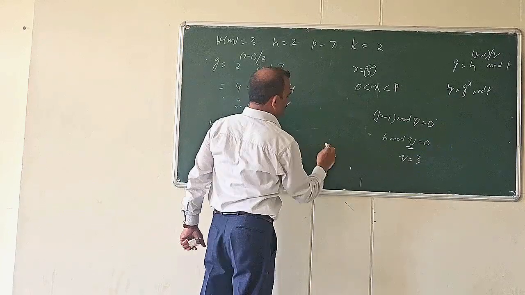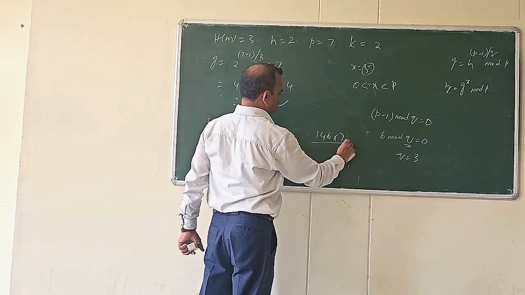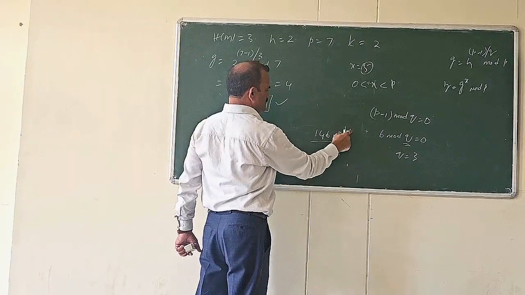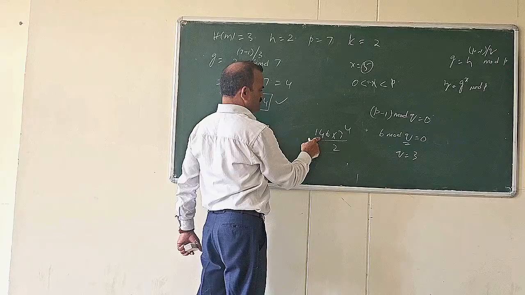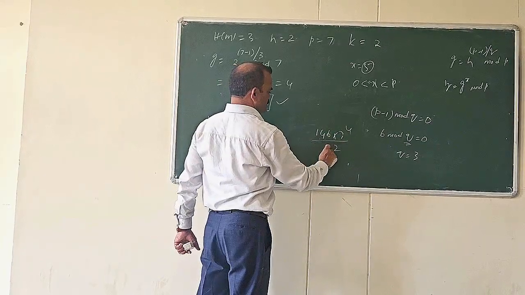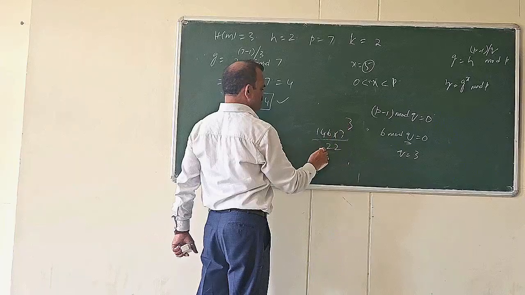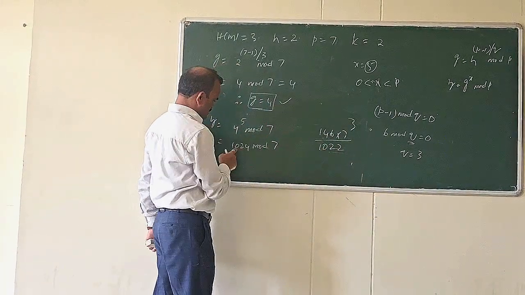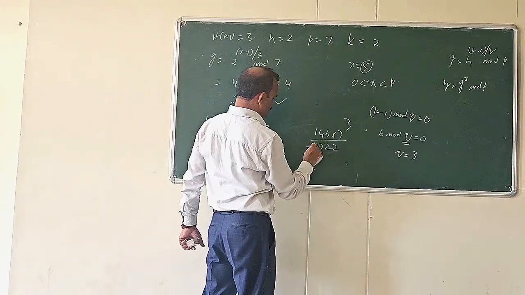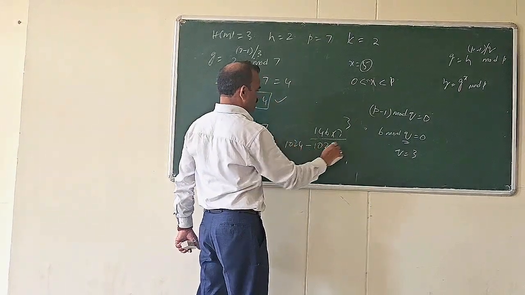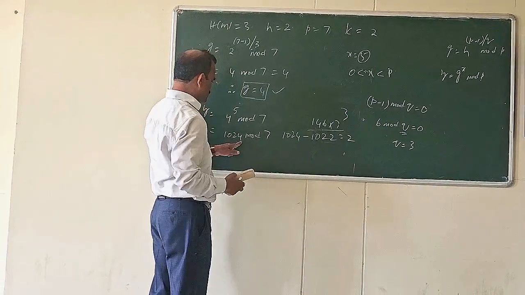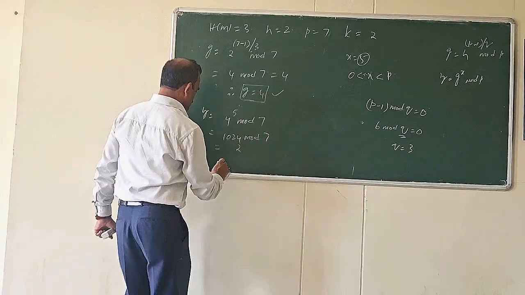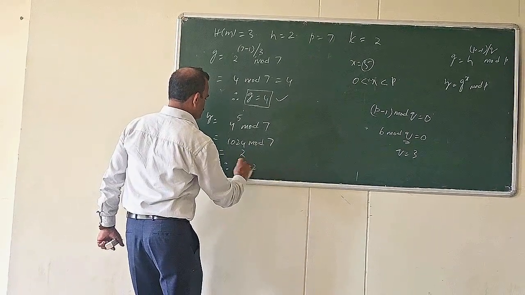So 1024 mod 7: 7 times 146 is 1022. So subtract this, 1024 minus 1022 is equal to 2. So 1024 mod 7 equals 2. So therefore y equals 2.